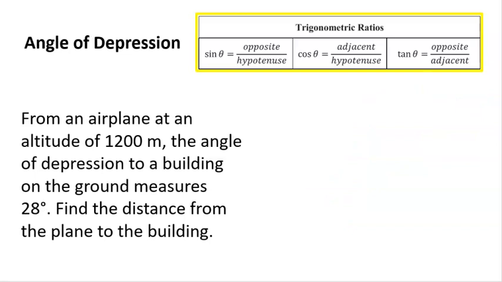This is angle of depression. So this says from an airplane at an altitude of 1,200 meters, the angle of depression to a building on the ground measures 28 degrees. Find the distance from the plane to the building. So we've got a building, and then we've got a plane. And so with our plane, we've got a triangle here.